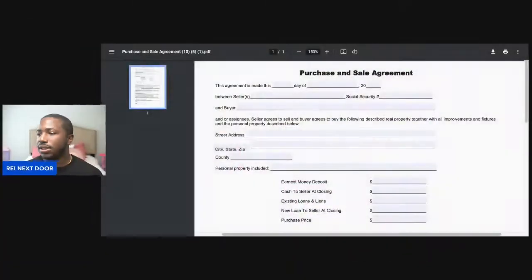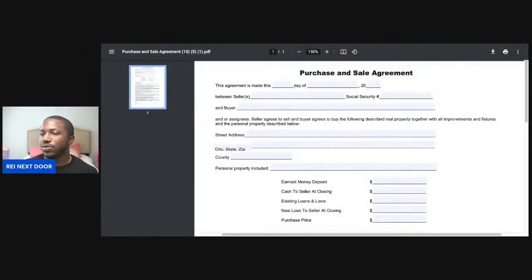So let's see. This is the wholesale contract that I used to get my very first deal. I used this wholesale contract, and it's pretty simple, pretty easy to follow. I think it's pretty simple. One of the best that I've seen around.